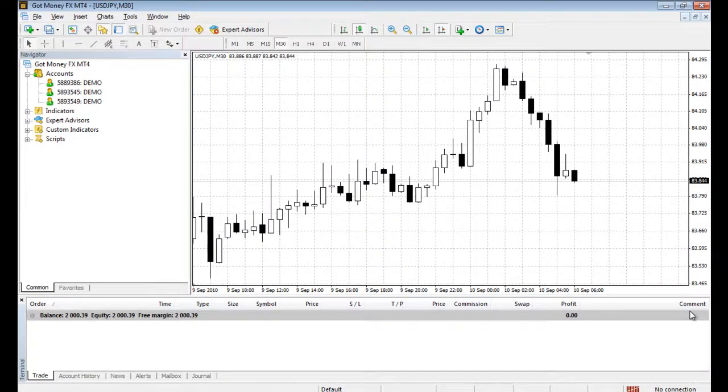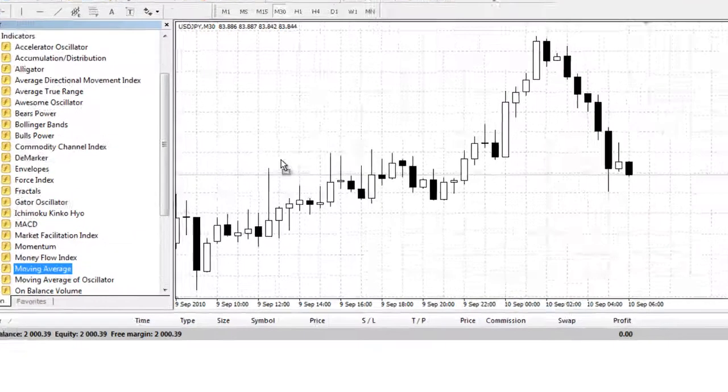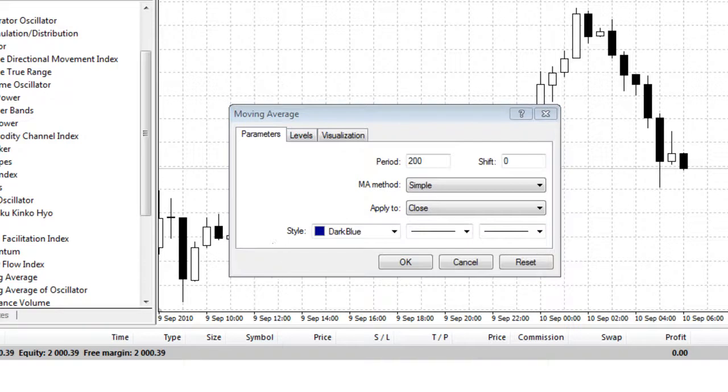The first thing we need to do is apply our moving average indicator to the chart. We find our moving average indicator under Indicators on our navigator pane. Left click on the moving average indicator and drag it onto the chart. After applying the moving average indicator to our chart, a pop-up window will appear. From this window we can adjust the parameters of the moving average indicator.